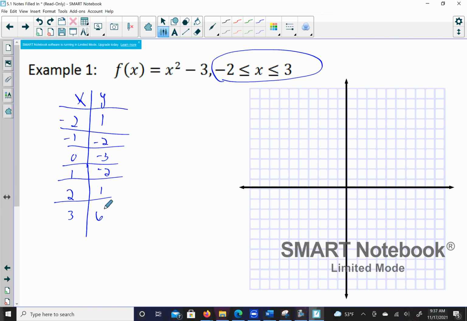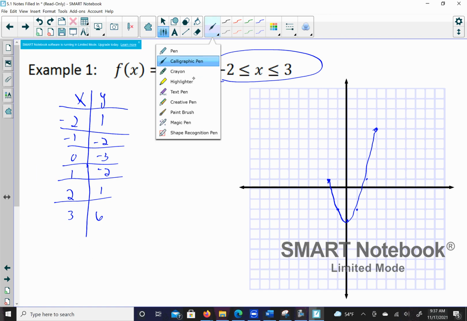So if I were to plot those points, -2, 1, -1, -2, 0, -3, here we go, plotting those points. I'm going to have this graph. And the reason why I'm doing this is I want to talk about my extrema. I want to talk about my max and my min. I'm on a closed interval. And so I start at -2, -2 is included. I end at 3, 3 is included.